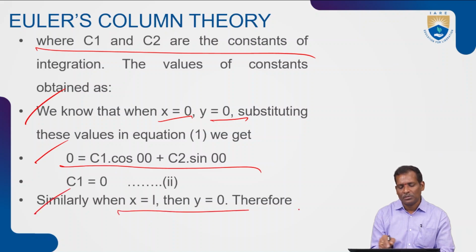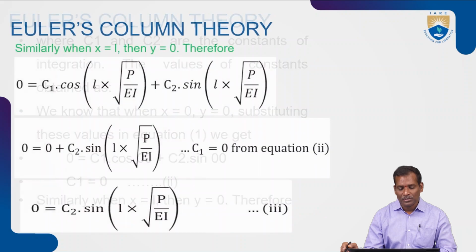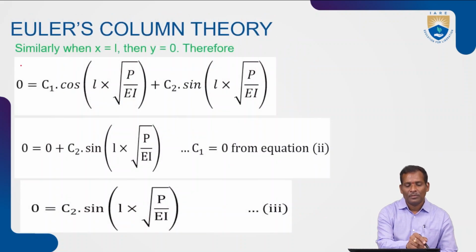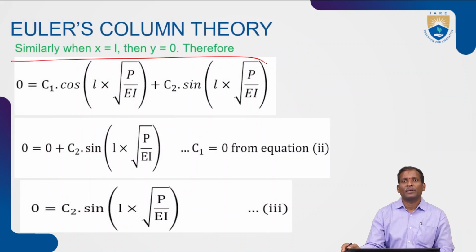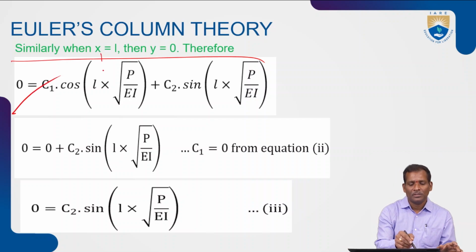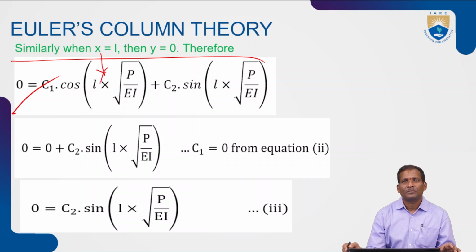Similarly, when x is equal to L and y is equal to 0, substitute these values. So 0 is equal to C1 into cos, in place of x substitute L into square root of P by EI, plus C2 into sin L into square root of P by EI.